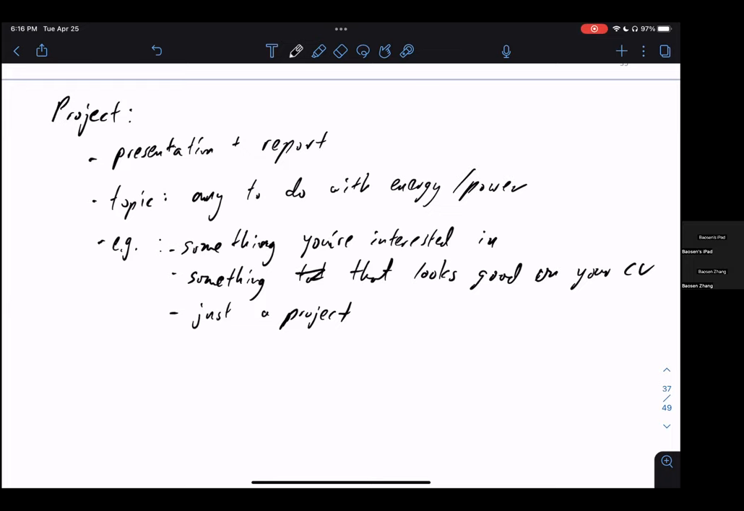Sorry? Right. There's no midterm though. Yeah. Oh, the report. Okay, yeah. So let me write the date for the report. I sent out the email.